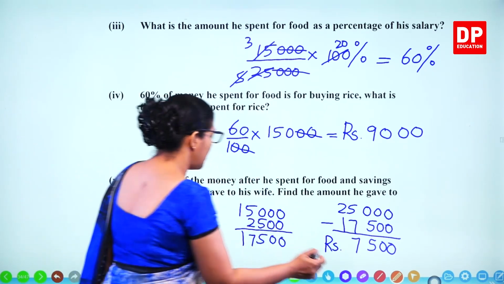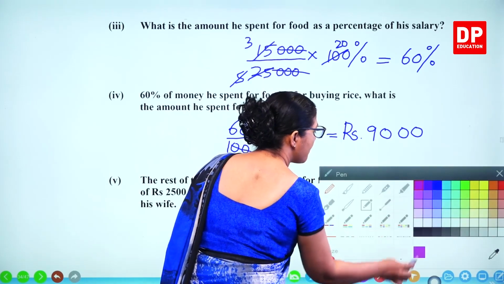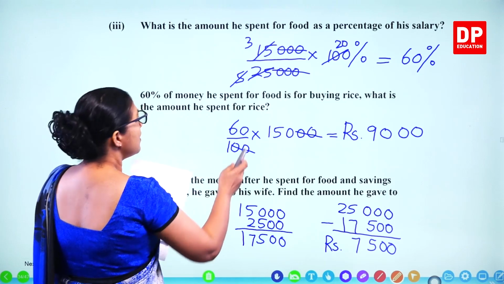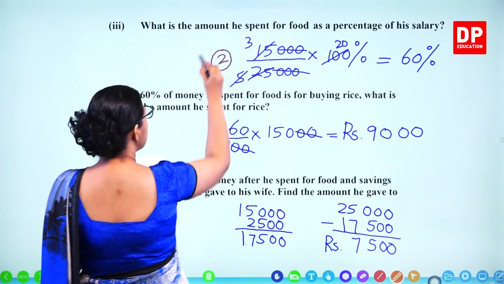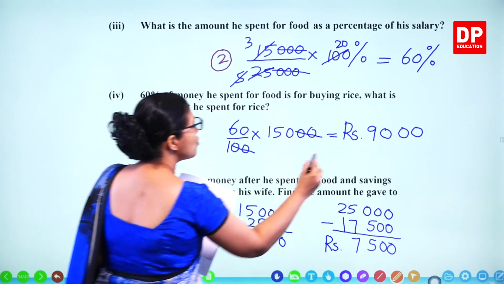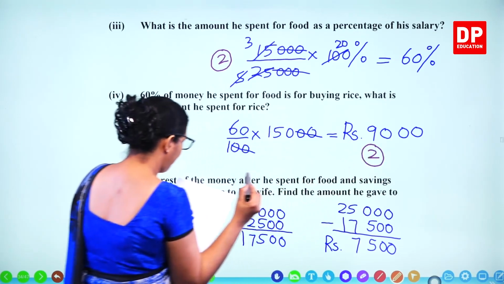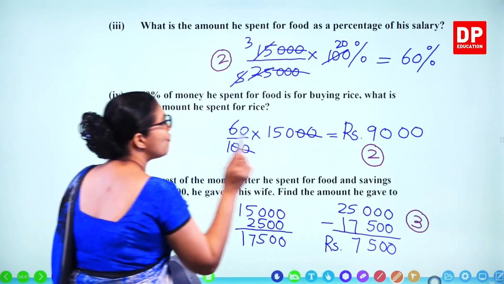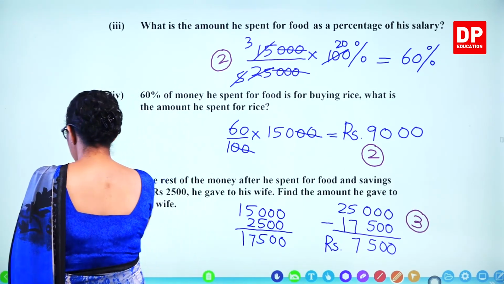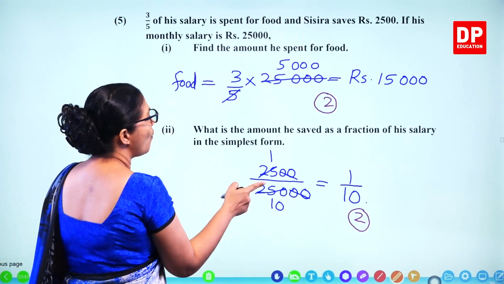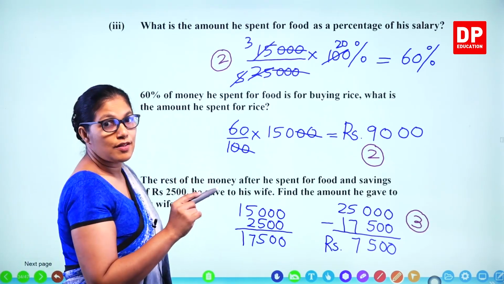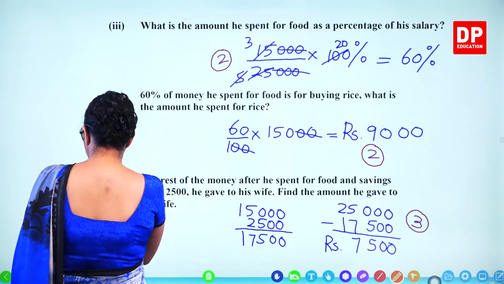That's the other amount. So let's see how many marks for these parts. You get 2 marks here, 2 marks for this part and 3 marks for this. So 3, 2, 5, 7 and then 4, you get 11 marks for that question. So let's do the next one.